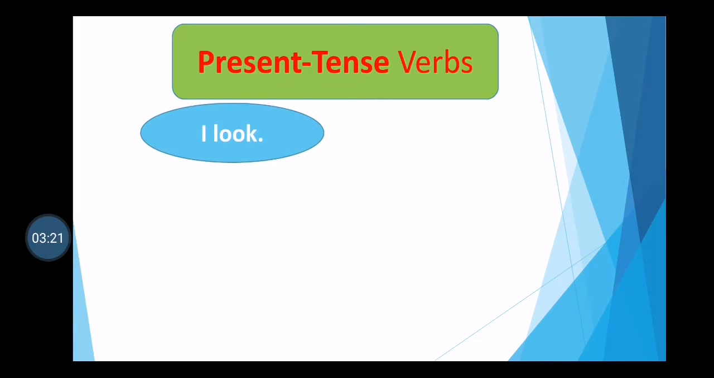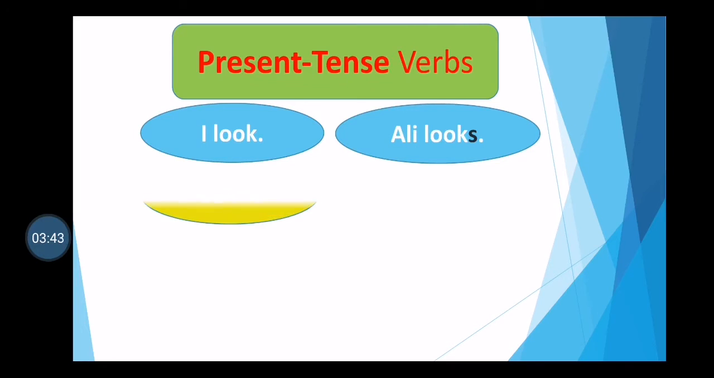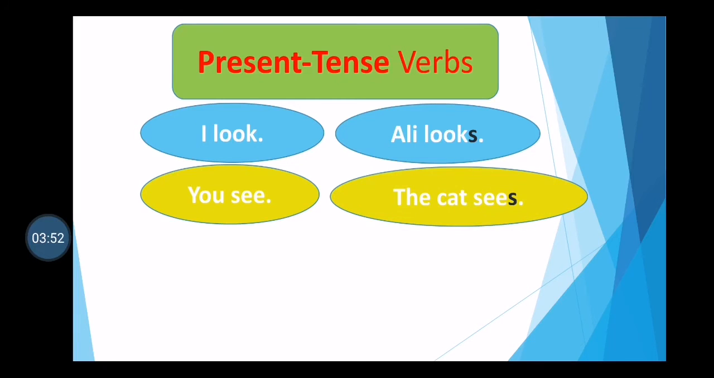And now, let's practice together some examples on the present tense rules. I look. We can't add an S because the subject is I. Ali looks. We add an S to the verb to become looks because the subject is singular. You see. We cannot add an S because the subject is you. The cat sees. We add an S to the verb see to become sees because the subject is singular.